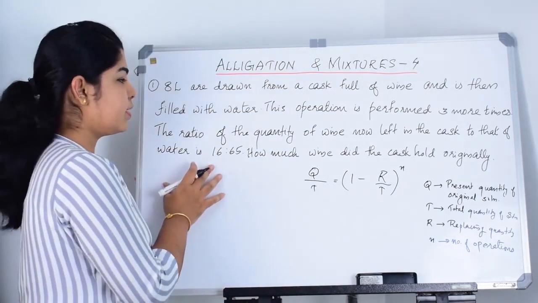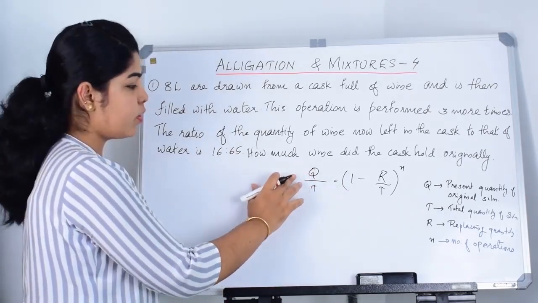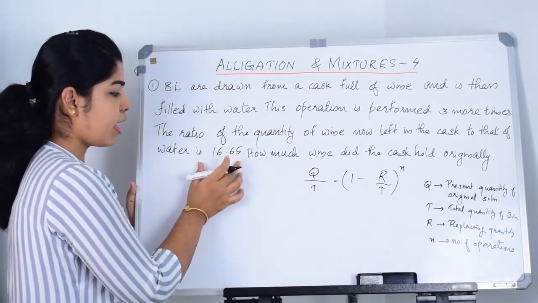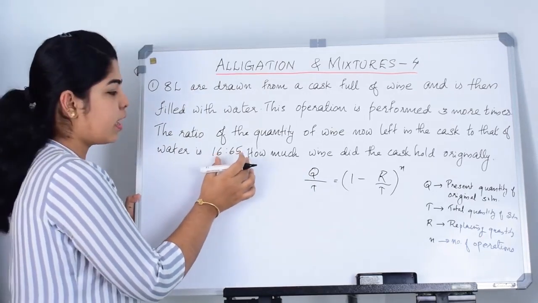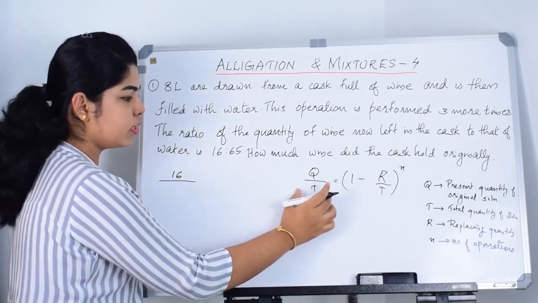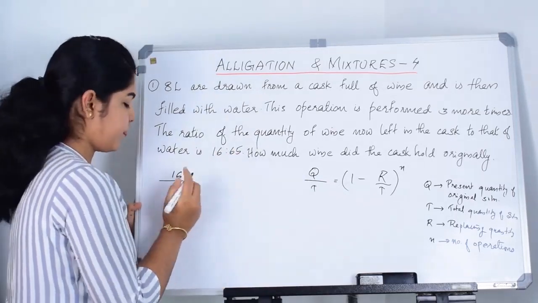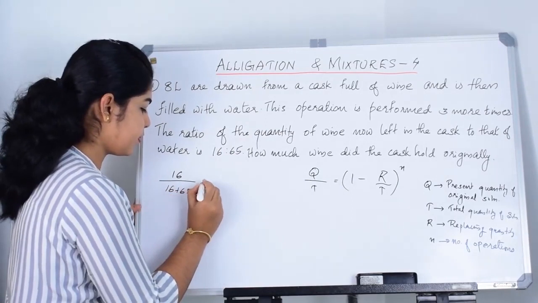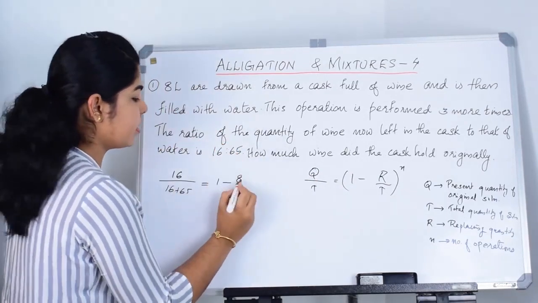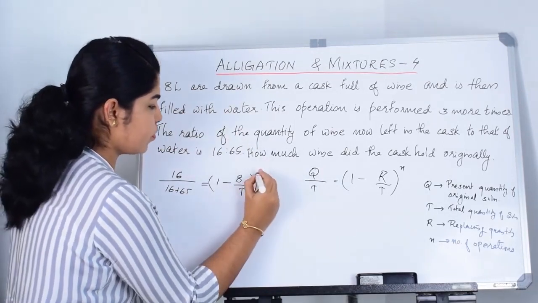Let us substitute the given values into our formula. Q by T: Q is the present quantity of the original solution, and T is the total quantity of the solution. So here we have the present quantity of wine and the present quantity of water. The present quantity of the original solution is 16, and the total solution is 16 plus 65, which is equal to 1 minus R by T, whole raised to n. R is 8 liters, it is given here. N is the number of operations, so 4 is here.